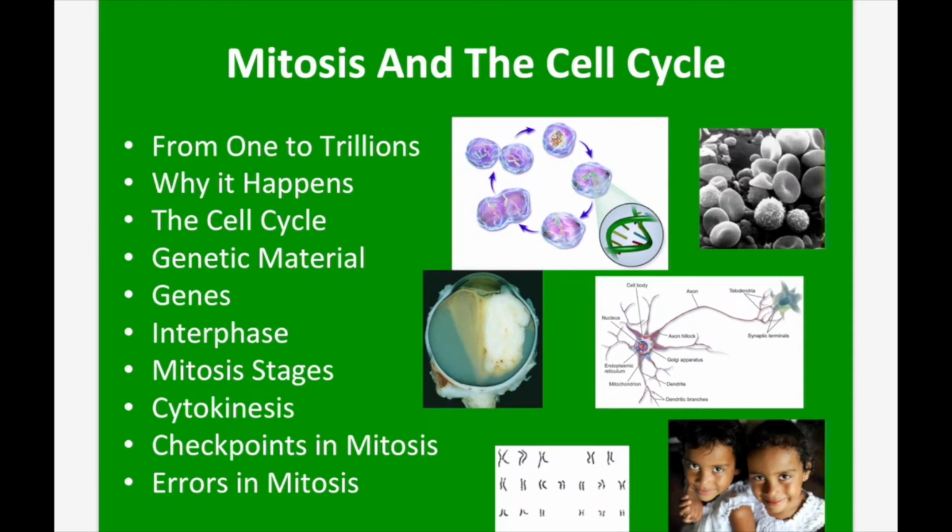Mitosis in the cell cycle. In this lesson, we'll be covering how we go from 1 to trillions of cells, why it happens, the cell cycle, genetic material, genes, interphase, stages of mitosis, cytokinesis, checkpoints in mitosis, and then errors in mitosis.